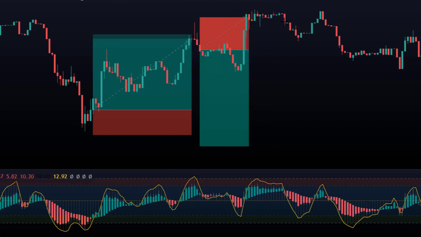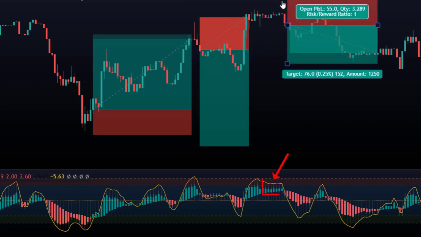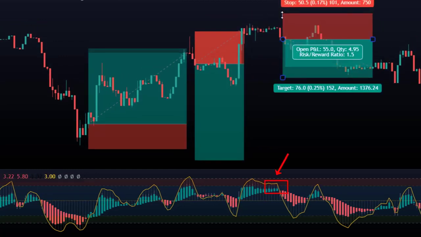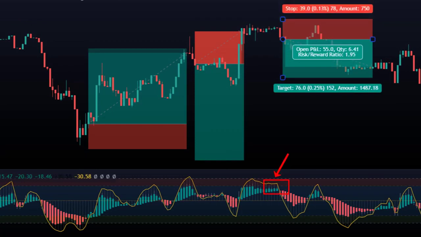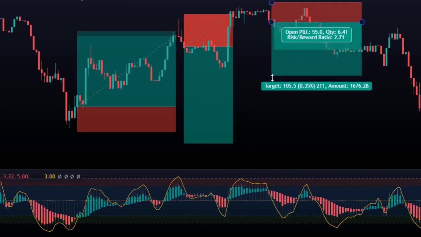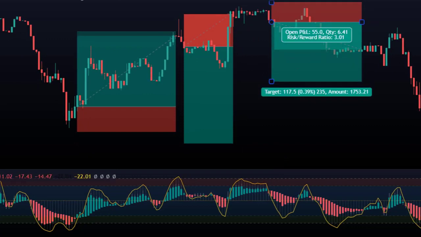As you can see, this position closes in a loss. However, if we wait a few minutes, we see another sell position. I open another sell position and this one does close in profit.